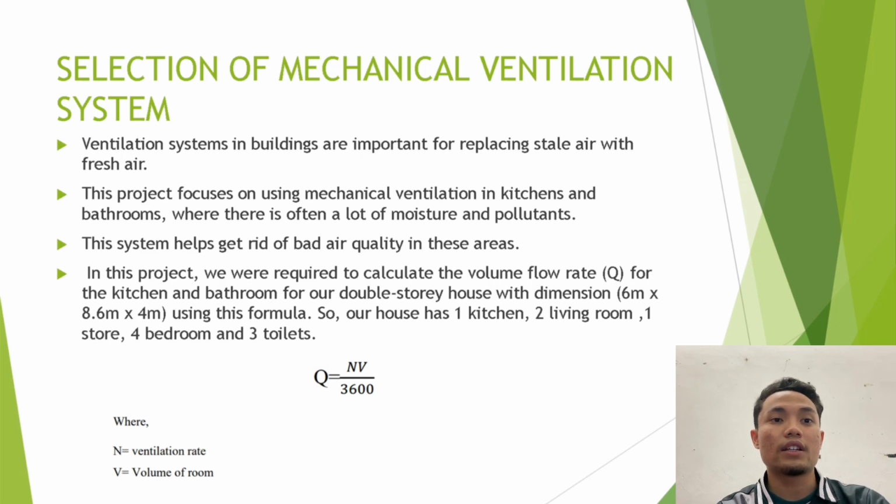In this project, we are required to calculate the volume flow rate Q for the kitchen and bedroom of our double-story house with dimensions 6 meters long, 8.6 meters wide, and 4 meters high, using this formula. Our house has one kitchen, two living rooms, one story, 4 bedrooms and 3 toilets. For the calculation, we use this equation: Q equals N times V over 3600, where N is the ventilation rate and V is the volume of the room.